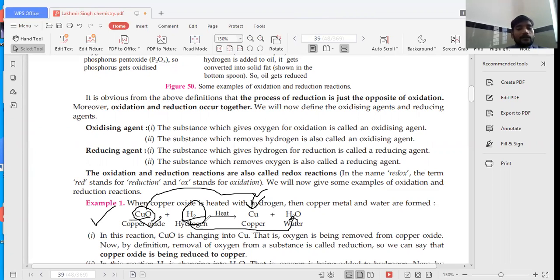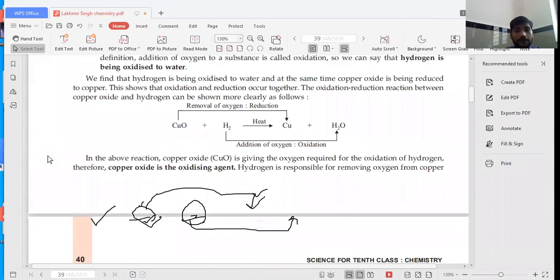Fine बेटा, you will get the question that you have to write oxidizing agent, reducing agent, substance oxidized and substance reduced, right? So substance reduced and oxidizing agent are same, and substance oxidized and reducing agent are same. Fine. As you can see here, substance oxidized, hydrogen, reducing agent, hydrogen, substance reduced, copper oxide, and oxidizing agent is also copper oxide. In this way you can have many other examples.